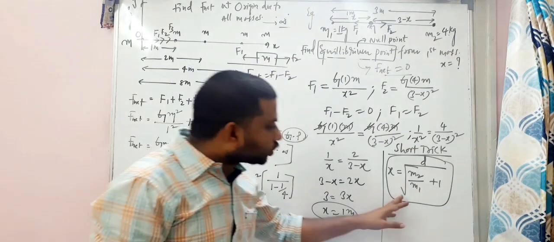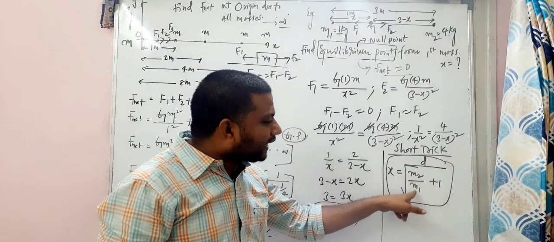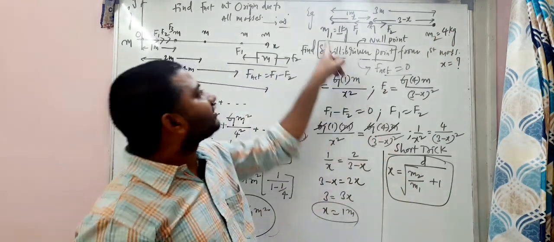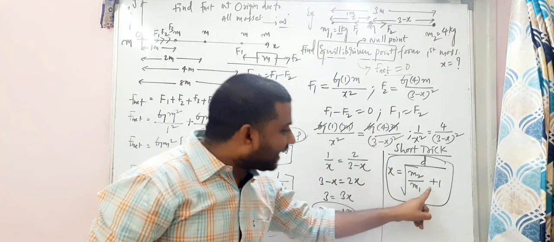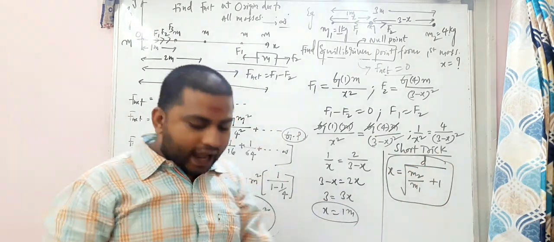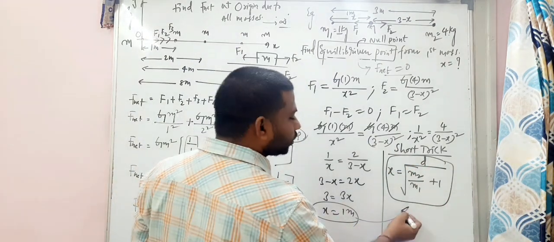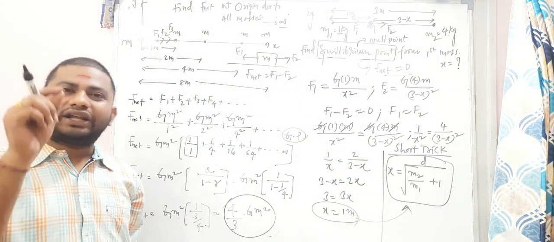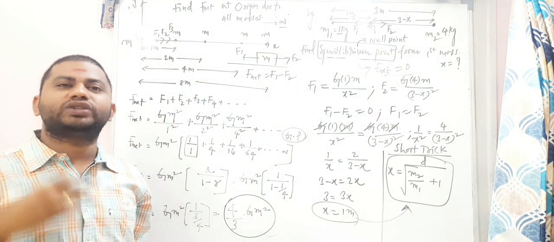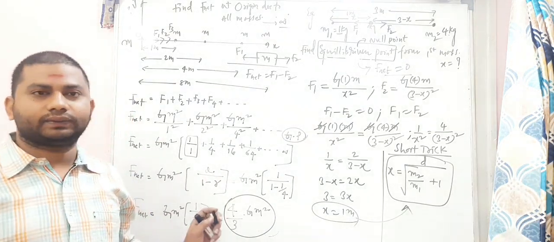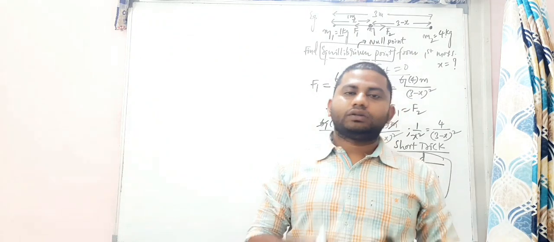Divided by square root of m2 by m1. M2 is the second mass, 4 kg, by m1, the first mass, 1 kg, plus 1. From this formula also you do it, and you must get x is equal to 1 meter. Tell me now in WhatsApp whether you got x equal to 1 meter or not by using the short trick. So let's look at the last question for today's session.